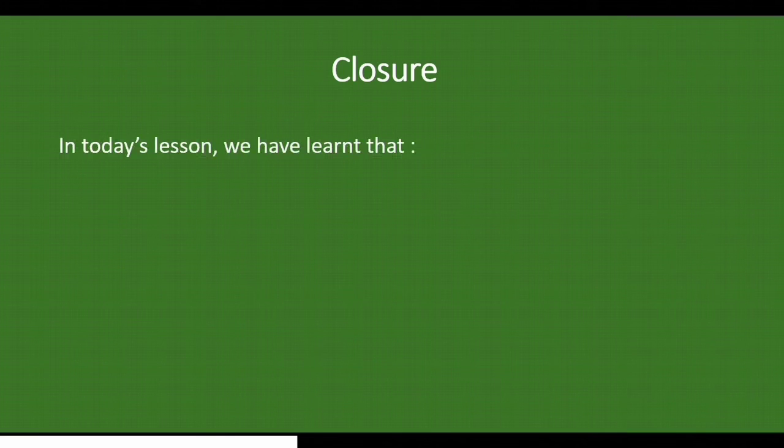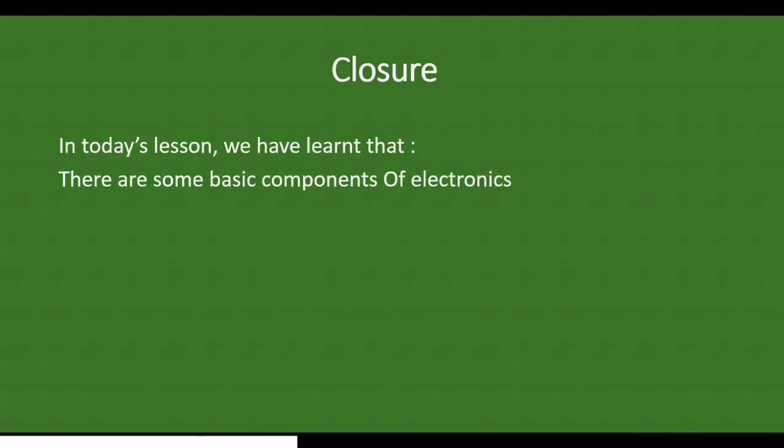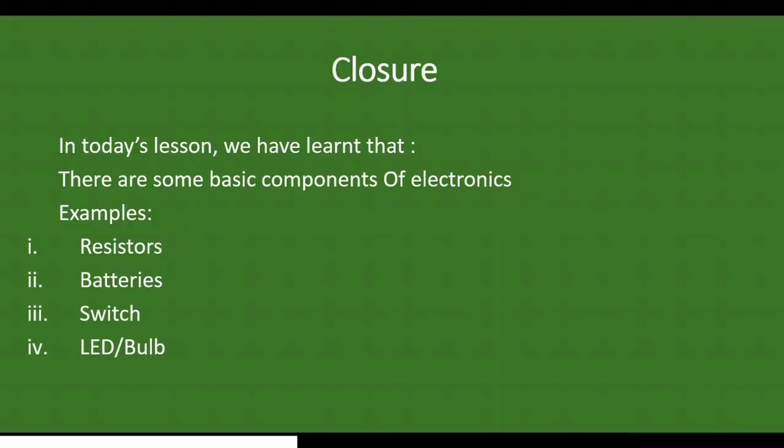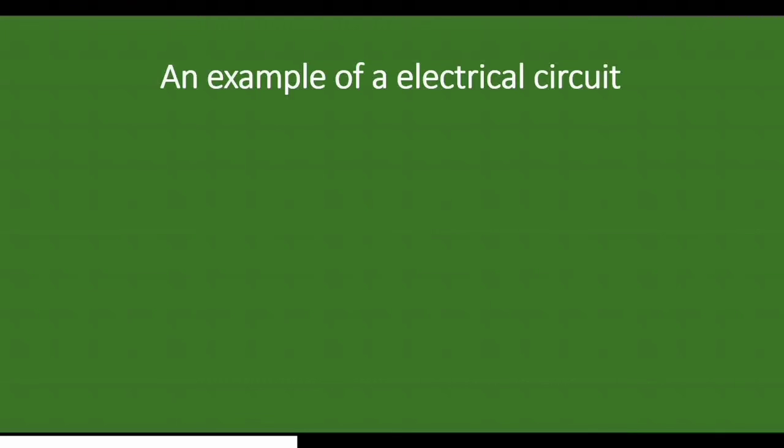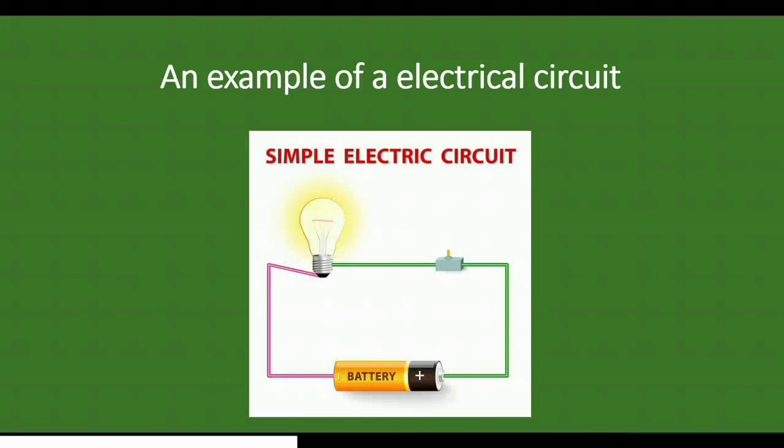Closure. In today's lesson, we have learned that there are some basic components of electronics. Examples: resistors, batteries, switch, LEDs. Now, an electric circuit is any path through which charges can move. That is what we looked at initially. And then again, we looked at some examples of an electric circuit. We have so many types. It is a simple electric circuit.